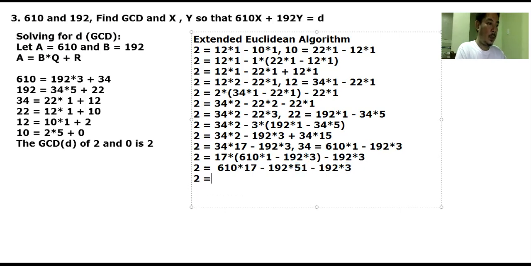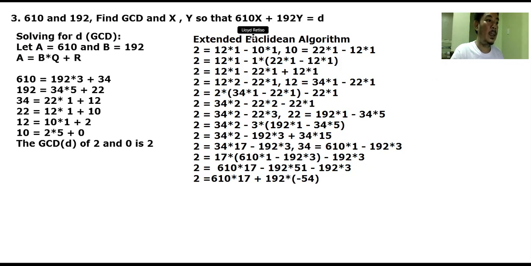So, 2 is equals to 610 asterisk 17 plus na lang. Plus 192 asterisk 51 ito. 51 tsaka 3. So, negative niyan. Negative 54. Okay? So sa forma po na yan, ito, dito sa taas, makikita natin, si x ay 17 tsaka si y is 54.